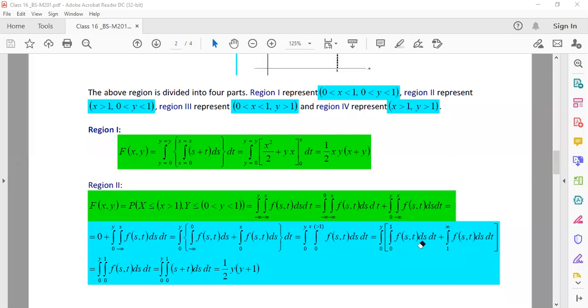And you know that in this integral, this function has the value 0, because x cannot be greater than 1 at the same time. So we are left with this part, and we do not have any problem with y, because y can vary in the range 0 to 1. So we can easily integrate this function, and ultimately we get the expression half into y plus 1. So this is the probability in region 2.